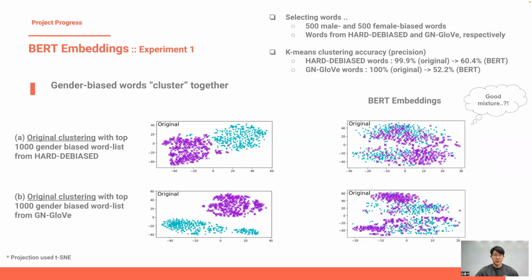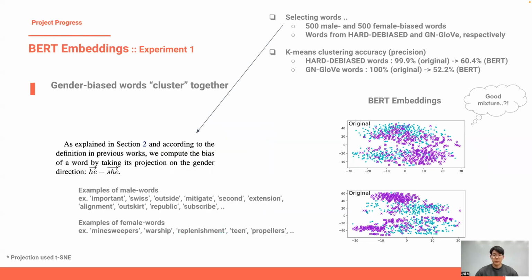Clustering with BERT embeddings actually showed a finer mixture, conflicting with the consensus that language models exhibit high bias, which was proven by many researchers. However, we found a clue in our paper to explain the results. Bias words used in the paper were chosen according to bias level, which is computed as the projection of a word onto the gender direction, he minus she.